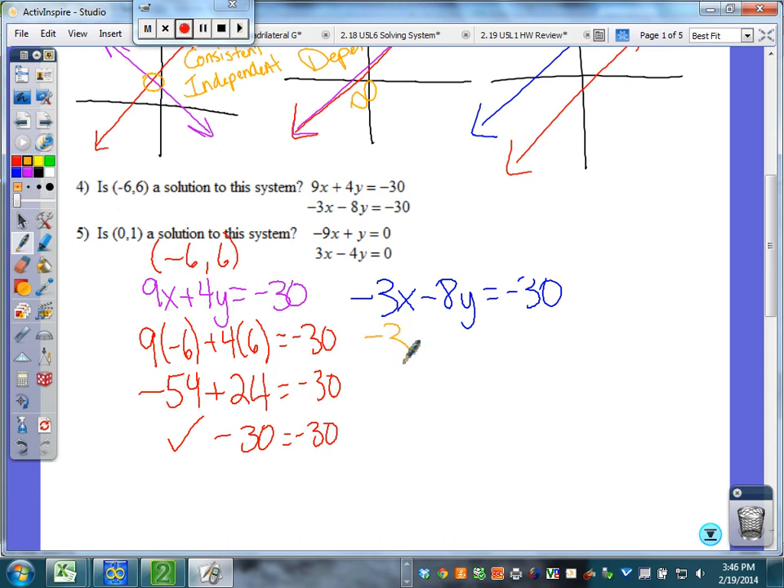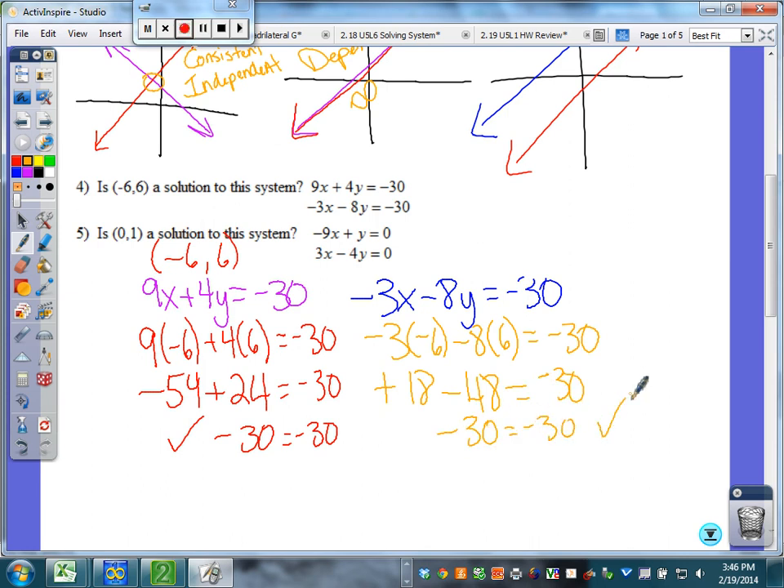We're going to have negative 3 times negative 6 for x minus 8 times 6 for y should equal negative 30 as well. We have negative 18 minus 48. Does that work? Let's see. Minus 8y. Oh, it's positive 18, sorry. So positive 18 minus 48 does in fact equal negative 30. So that shows that true, it is a solution.